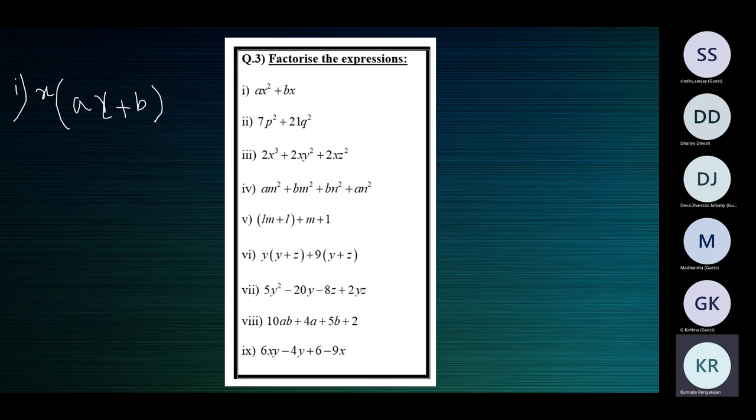That's all. X is common. Ax plus b, that's it. It cannot be factorized further because it does not look like a square minus b square, or a plus b the whole square, or a minus b the whole square.